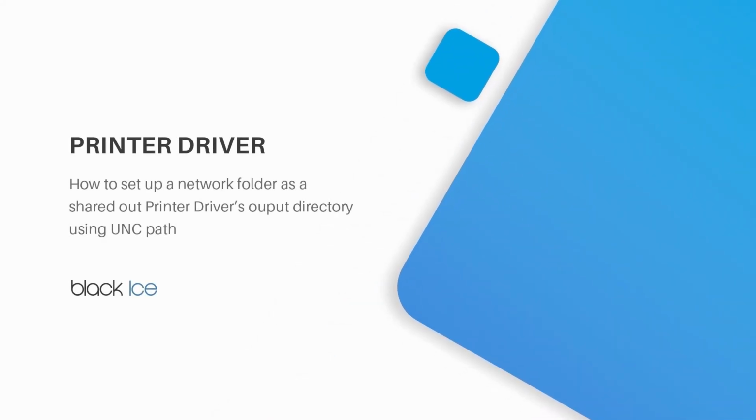How to set up a network folder as a shared-out printer driver's output directory using UNC path. The Black Ice printer drivers can use UNC paths for output folders on the network for shared printers. Users can access their printed documents from the client computer through the network.